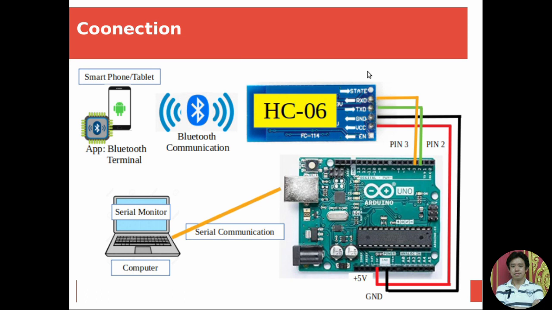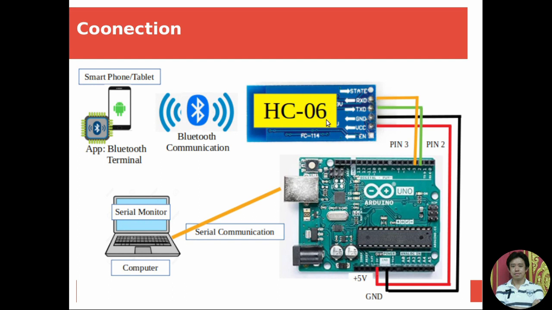In this part, I will show you how to connect HC-06 module with Arduino Uno. The connection is quite simple. First, you have to connect RXD pin of this module to pin number 3 of Arduino Uno. And then you need to connect TXD pin of the module to pin number 2 of Arduino Uno. And then connect ground pin of the module to the ground of Arduino Uno. And finally, connect VCC pin of the module to 5V pin of Arduino Uno.